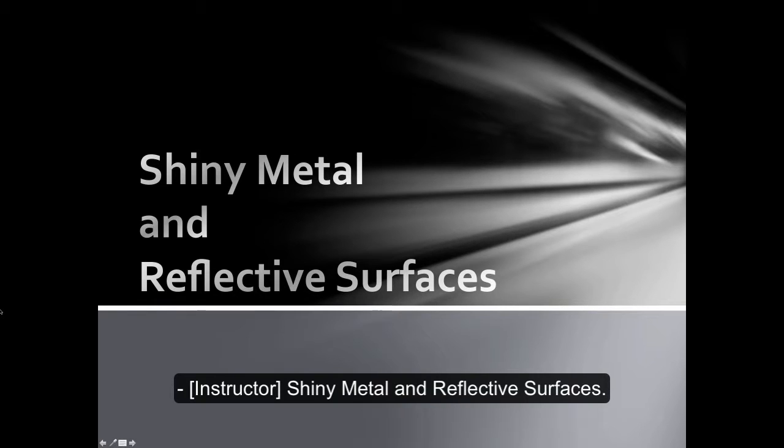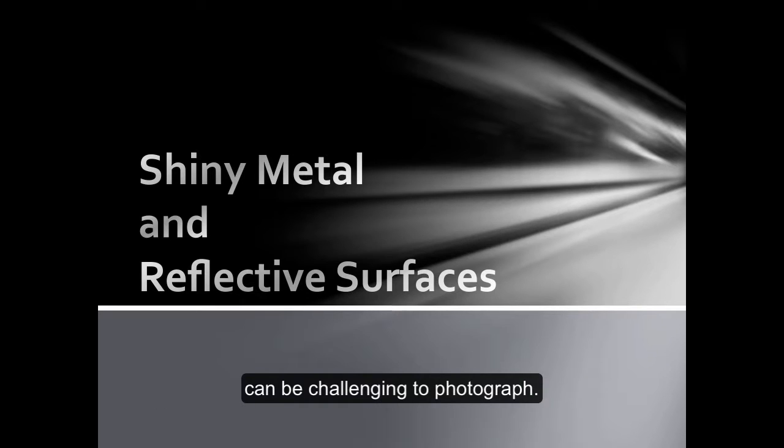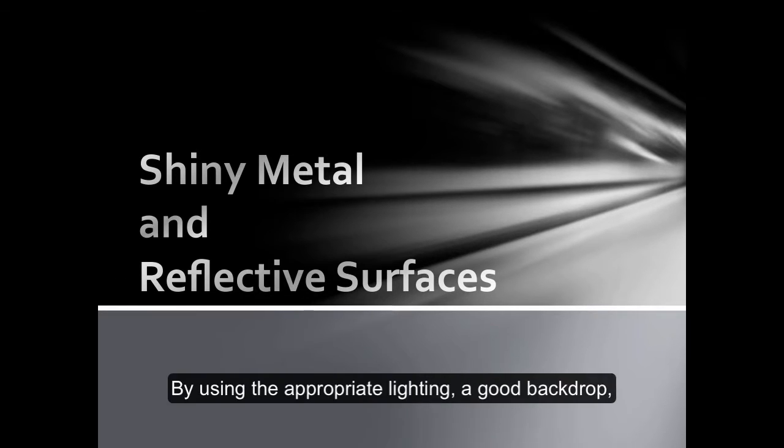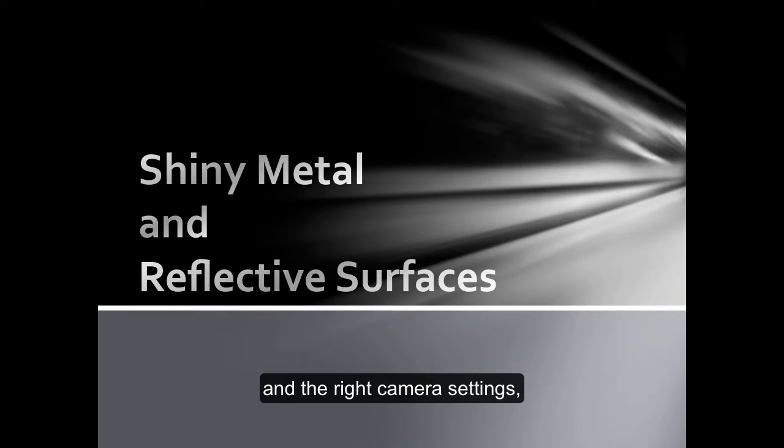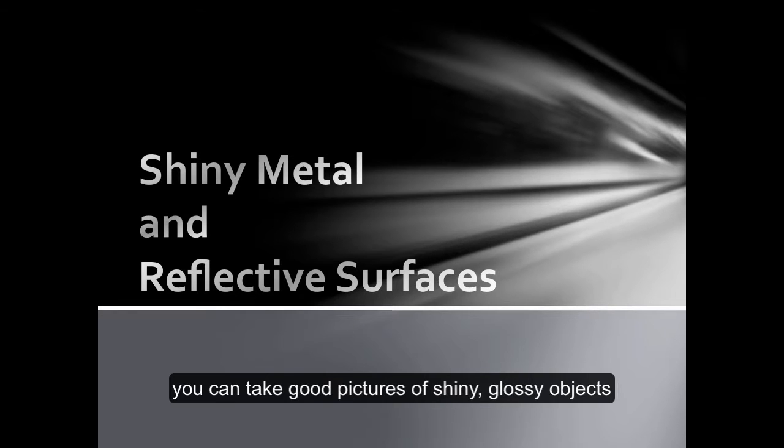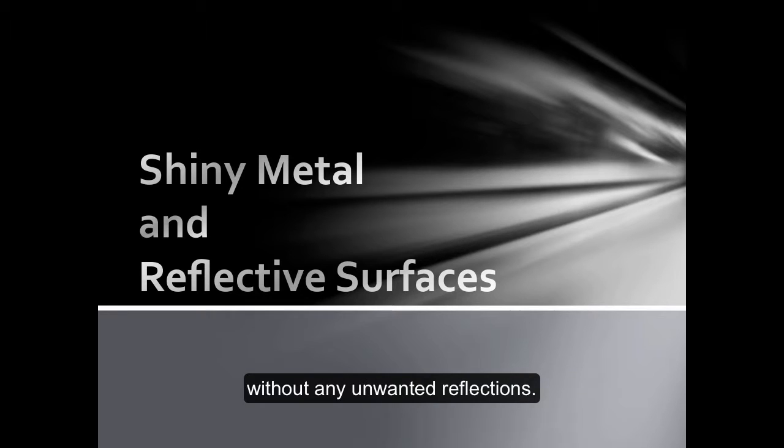Shiny metal and reflective surfaces. Glossy objects, like those made from glass and metal, can be challenging to photograph. Their surfaces naturally reflect light, which creates glare when the object isn't photographed properly. By using the appropriate lighting, a good backdrop, and the right camera settings, you can take good pictures of shiny, glossy objects without any unwanted reflections.